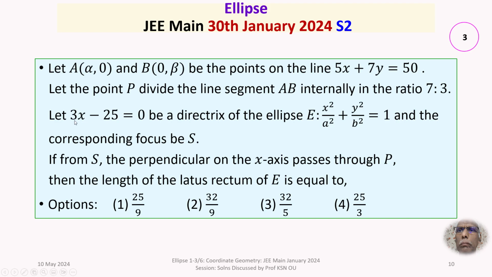After that, we move to the ellipse. We are given an ellipse E, x square by a square plus y square by b square is equal to 1, and its directrix is given to be 3x minus 25 is equal to 0. And corresponding to this directrix, the corresponding focus, let that be S. At S, a perpendicular is drawn to the x-axis which is given that it passes through P, then we are required to find the length of the latus rectum of the ellipse.